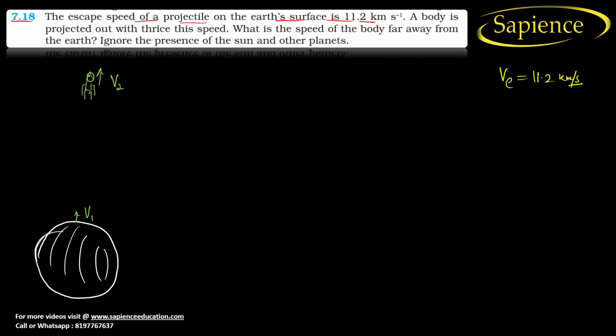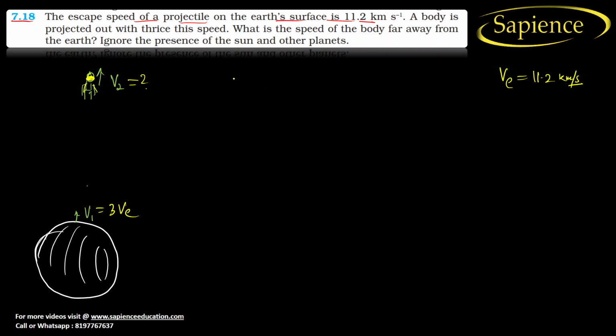So let us consider this is the body, and it has been projected from the Earth's surface. So its initial velocity is how much? The body is projected out with thrice this speed, meaning escape velocity, that is 3 into the escape velocity. What is the speed of the body far away from the Earth? So what is v2? What is the final velocity of the body? Ignore the presence of the Sun and other planets.